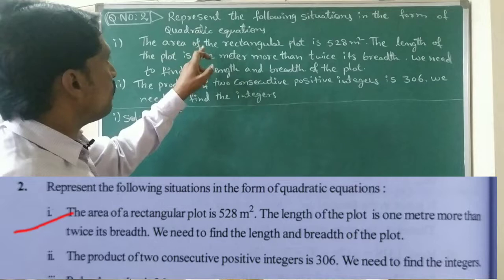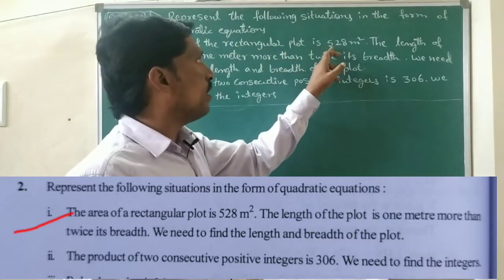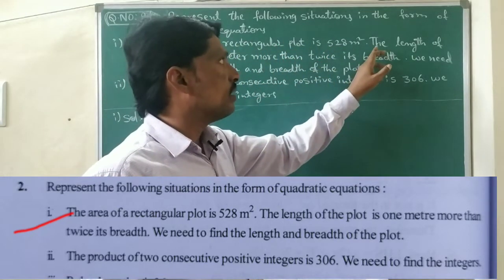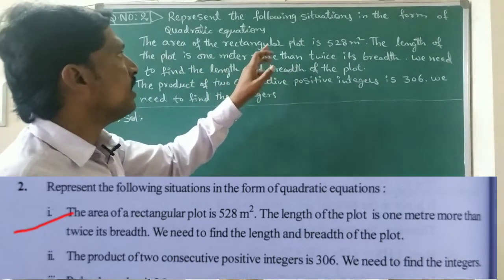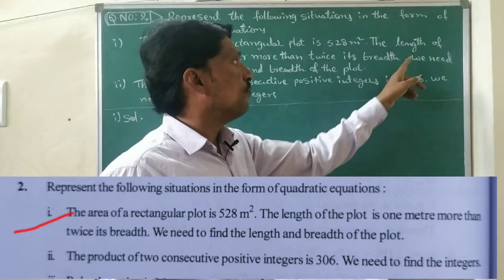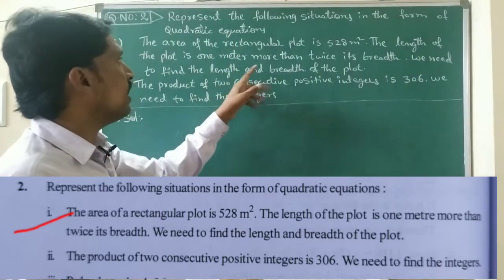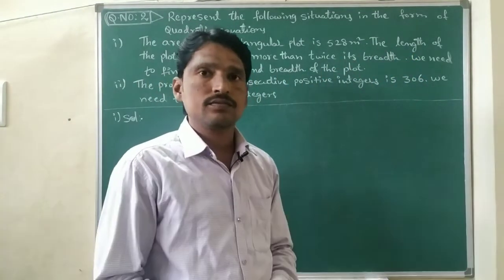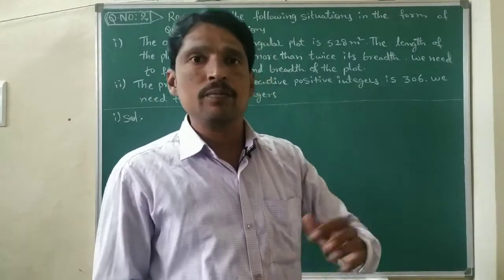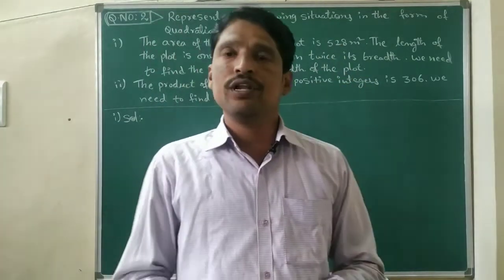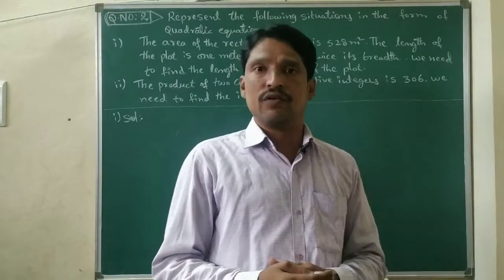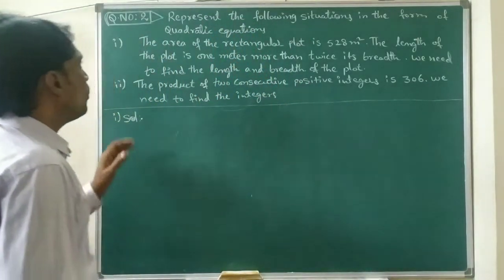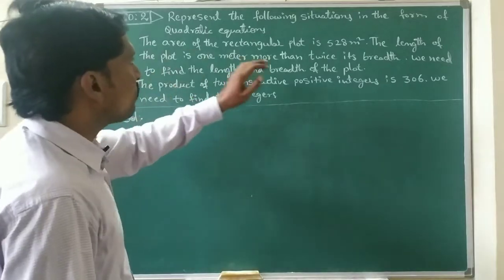The area of a rectangular plot is 528 meters square. The length of the plot is 1 meter more than twice its breadth. We need to find the length and breadth of the plot. For this situation, we just need to write the quadratic equation, just form the equation. So see the solution. What is given first here?